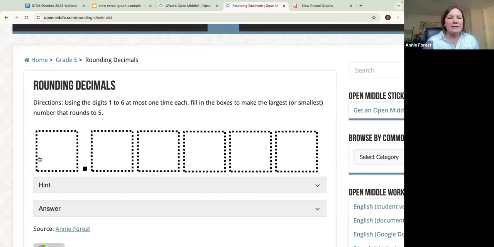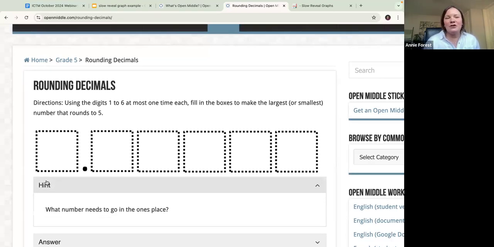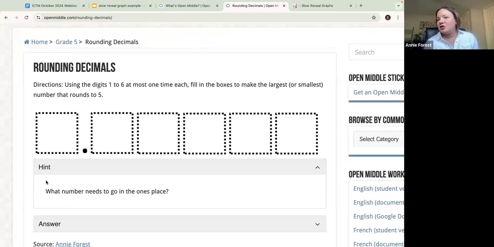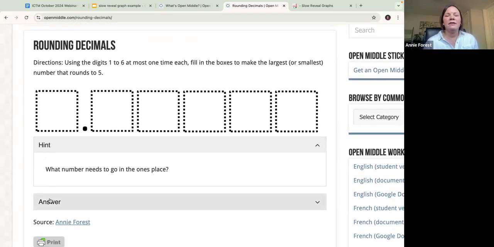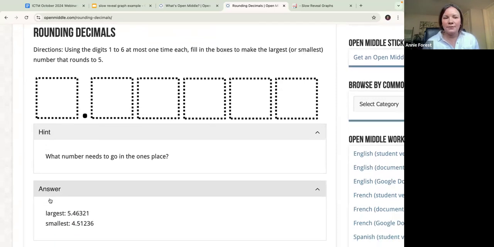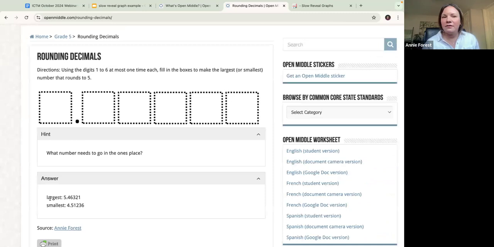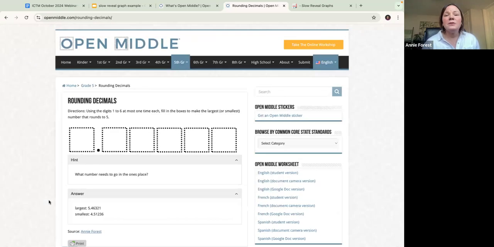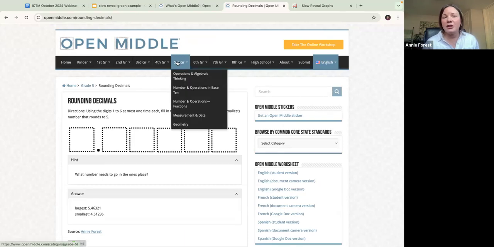But this website's nice because, for you as a teacher, it gives you a hint that you could give if they're really feeling stuck. And it also has an answer key of what the answer is going to end up being, the largest and the smallest that you could make to round to 5. This resource is another one that is nice because it goes by grade level. So let's say, again, you're teaching 5th grade, and then it gives you the domains. So you can find something that aligns exactly to what you're learning about and have some open middle problems that go along with it. Super engaging for kids.